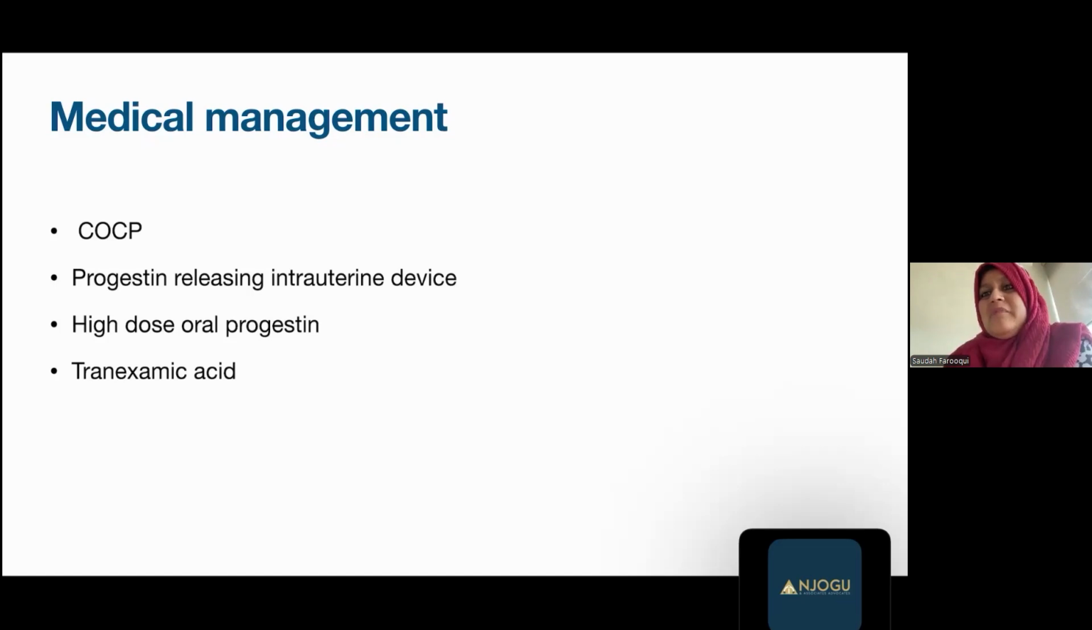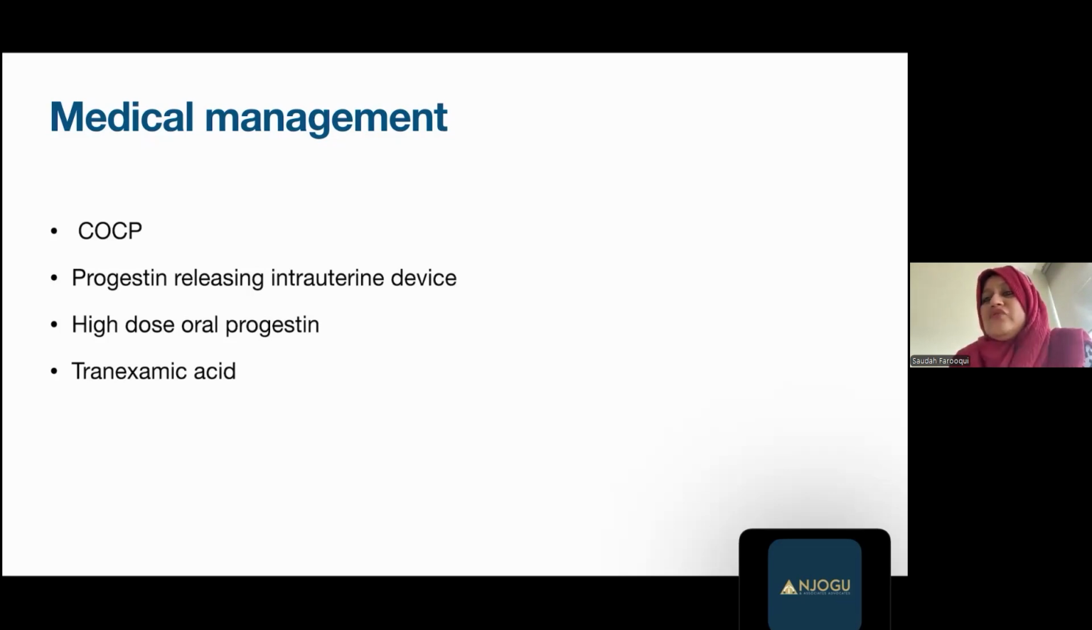Now, a management option that I really love is called the progestin-releasing intrauterine device, which is also known as a Mirena. In layman's terms, people know it as the coil. It's a family planning intrauterine device, or coil as people know it, but it has a hormone. It has a progesterone hormone inserted into the device.